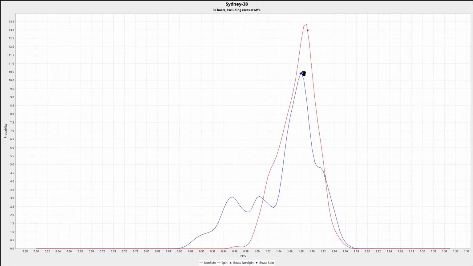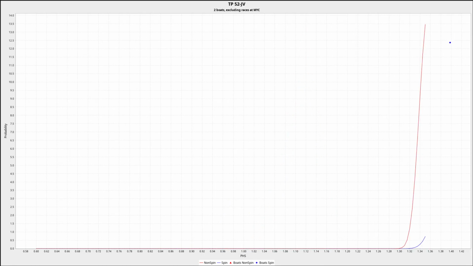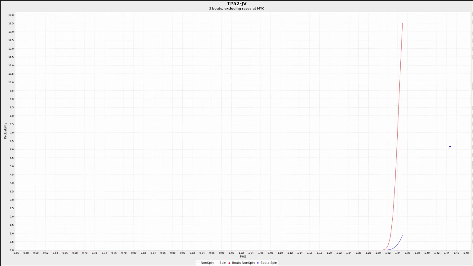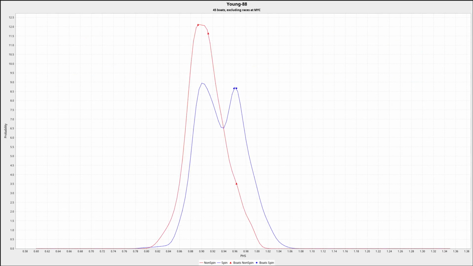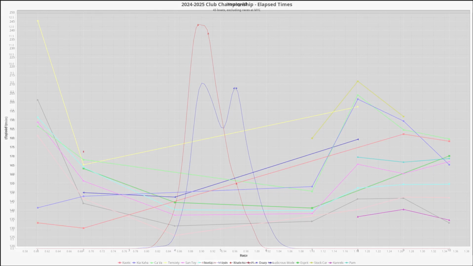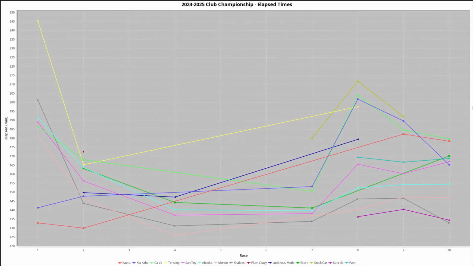We've got a few dots there and one dot over here. Okay. TB52. Don't know what event that was. Another TB52. And unknown gets a nice big curve across the spectrum. Young 88, double peak, and back around the horn.